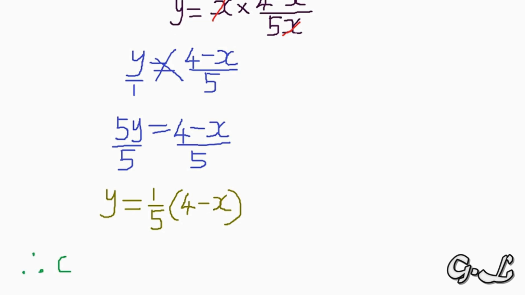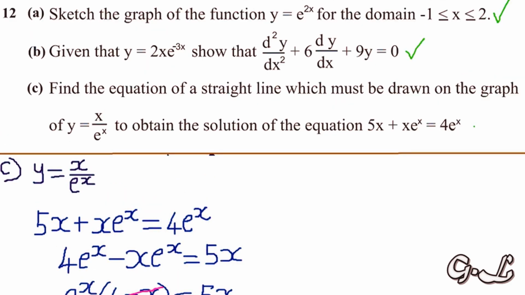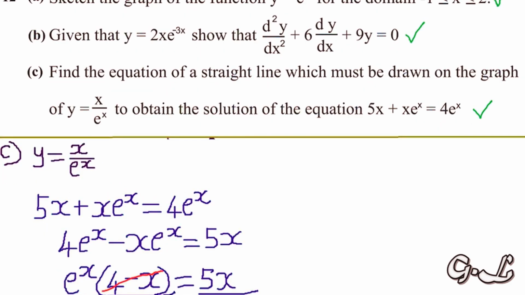So you have to say therefore the equation of the straight line that they wanted is y is equal to 1 over 5 open brackets 4 minus x close brackets. So this is how you're supposed to score marks in an exam room.